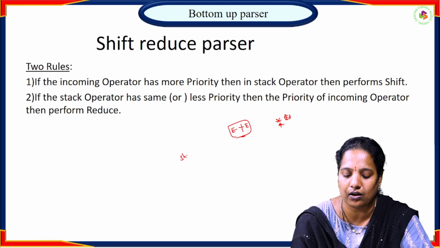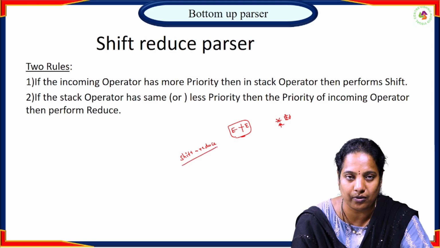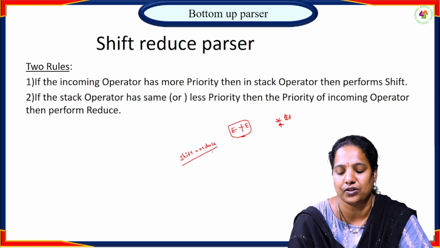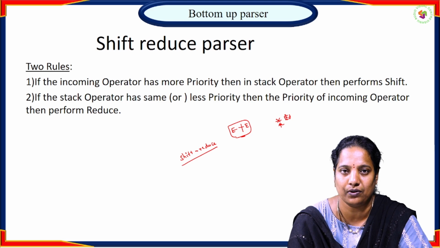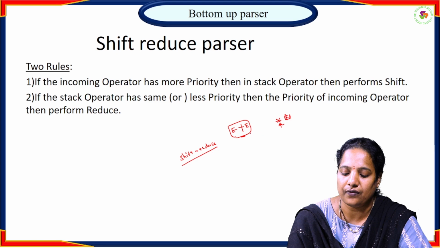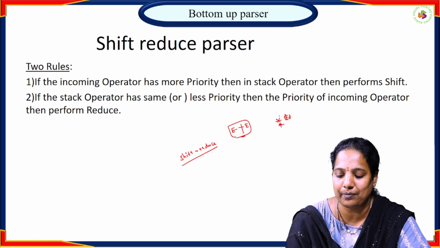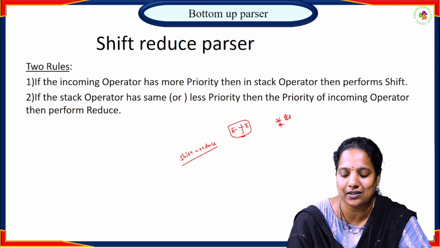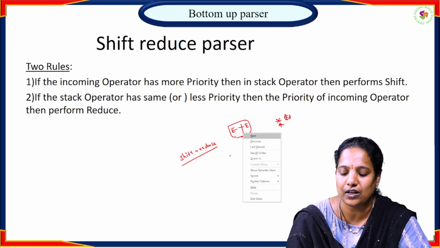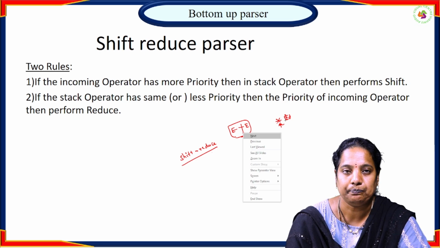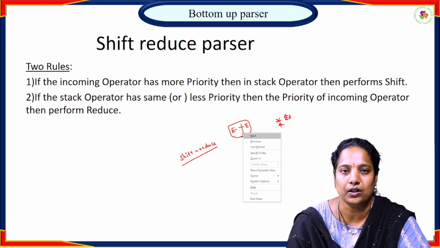Whenever we face a conflict called shift reduce, either we need to perform a shift operation or a reduce operation. Both are applicable for these types of cases. In those cases, we need to go for precedence of operators. If the stack operator has less precedence than the incoming operator, or the incoming operator has more precedence than the stack operator, what we have to do? We need to go for a shift operation. In those cases we shift the current input symbol onto the stack.